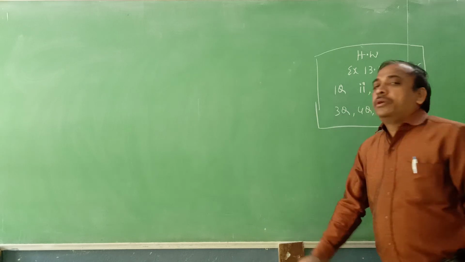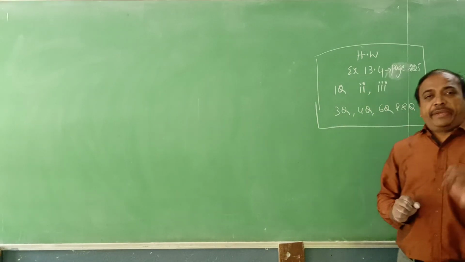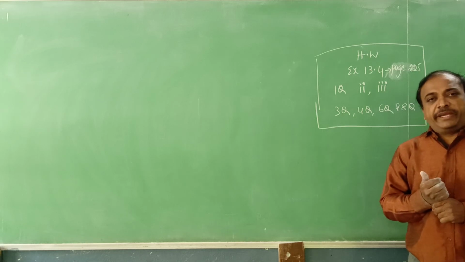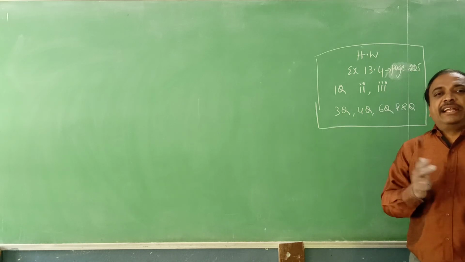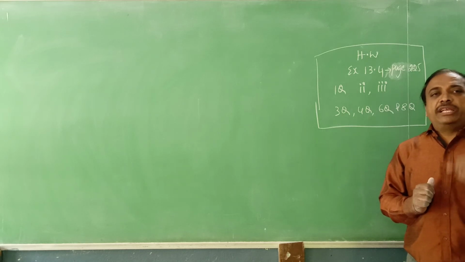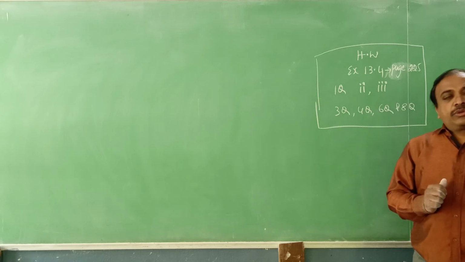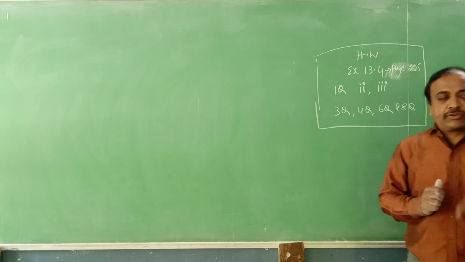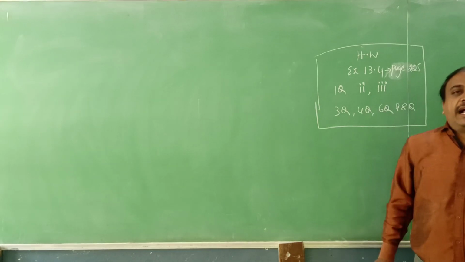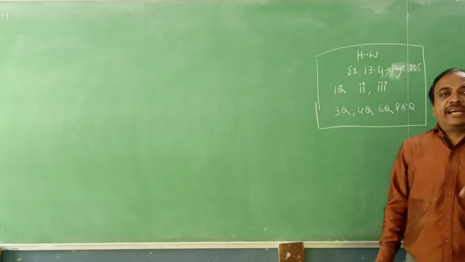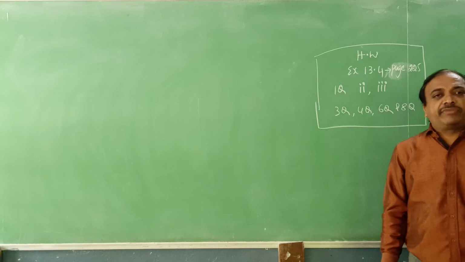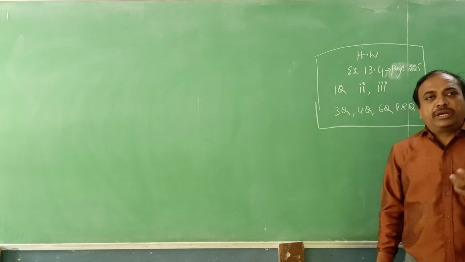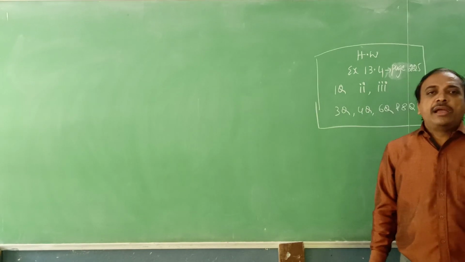So today we have discussed the sphere and hemisphere. For the hemisphere there are CSA and TSA. For the sphere we have only the total surface area, that is, the surface area of the sphere is 4 pi r square, where r is the radius. The hemisphere CSA is 2 pi r square. The total surface area of the hemisphere is 3 pi r square. I hope you understood what we have discussed in today's session.